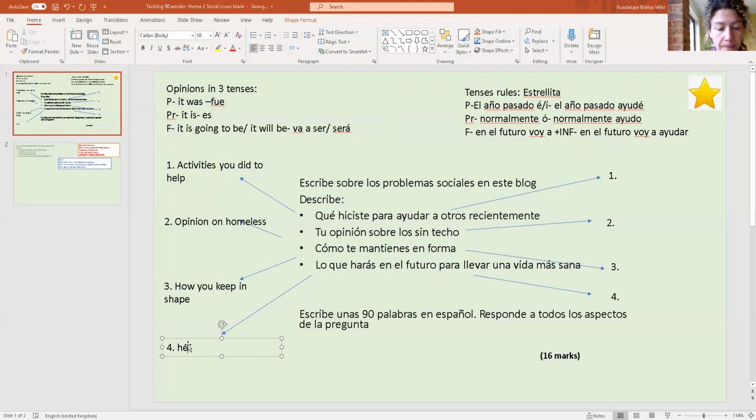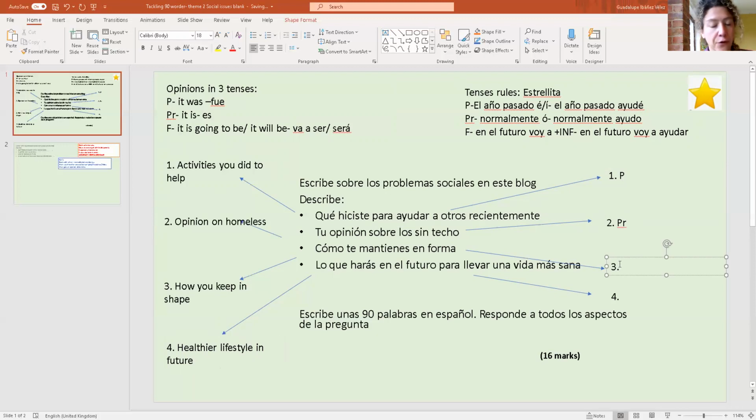So, healthier lifestyle in the future. Okay. Right, and then the next thing that I want you to do is to make a note of what tense I need to include for each one of those bullet points. ¿Qué hiciste para ayudar a otros recientemente? So that is going to be the past tense. And then for the second one, tu opinión sobre los sin techo, that is the present tense.